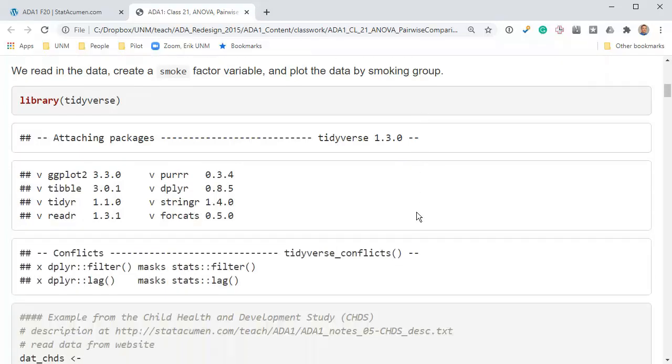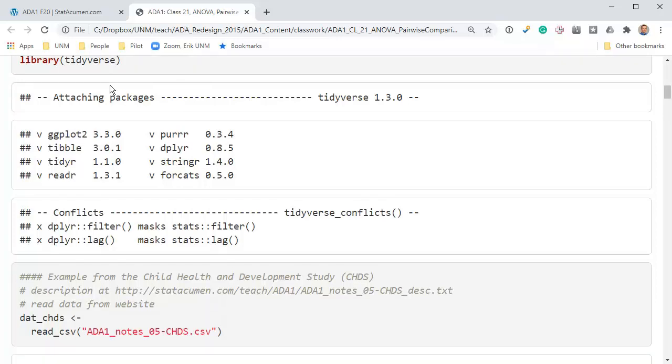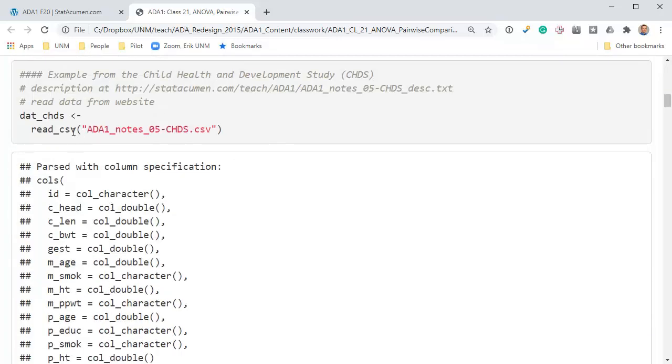Okay, so first we read in the data set, and we're going to create this smoke factor variable. So we load the tidyverse library and read in that data file.